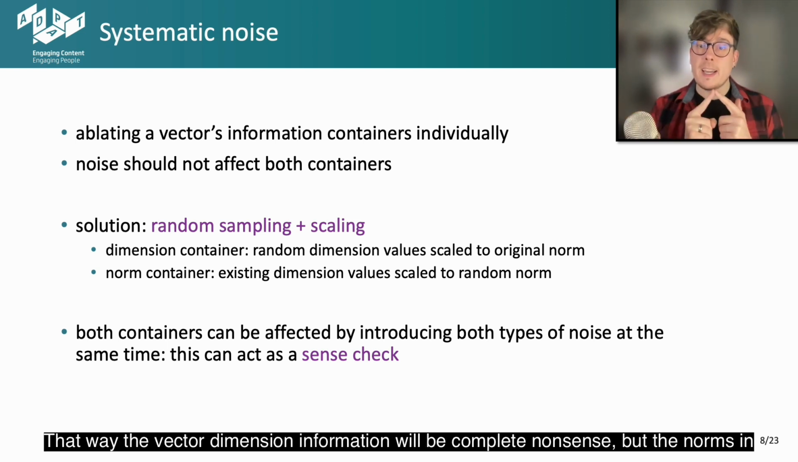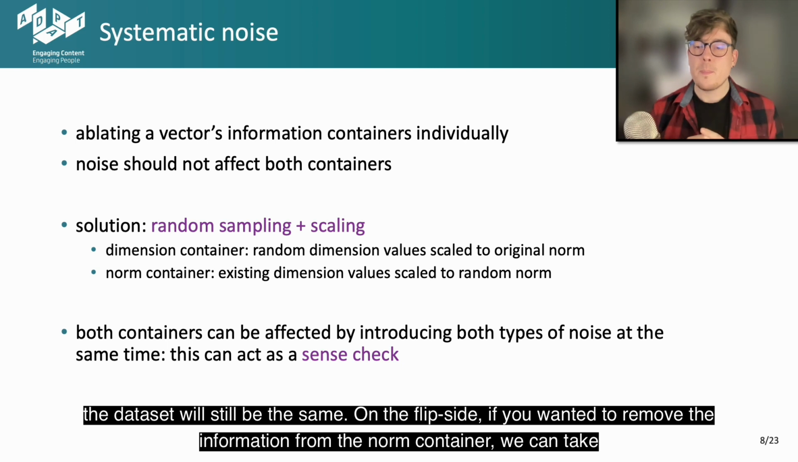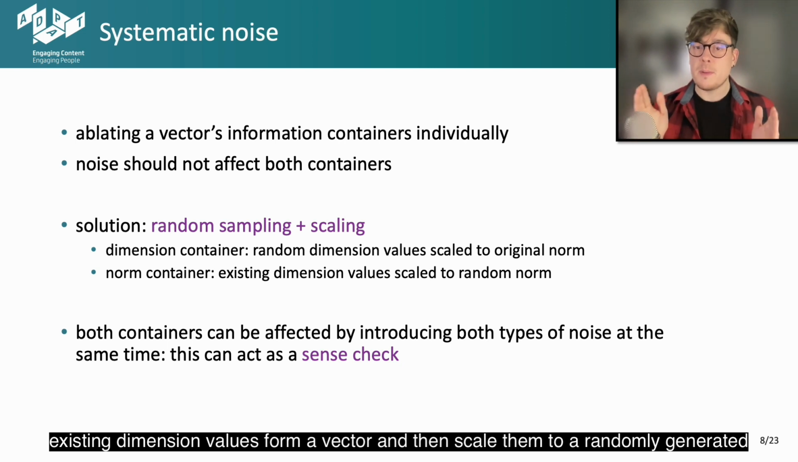That way, the vector dimension information will be complete nonsense, but the norms in the dataset will still be the same. On the flip side, if we wanted to remove the information from the norm container, we can take existing dimension values from a vector and then scale them to a randomly generated norm.